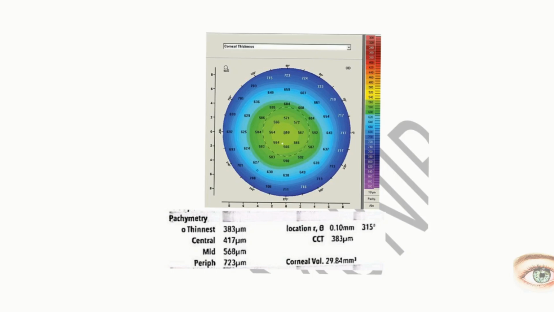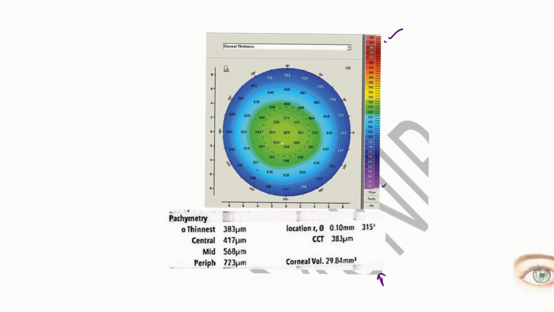Now, if you look into this picture, it has been taken from a Pentacam, and these readings are not related to this map. First, we have to look at the color coding of this map. This tells the thickest part, and this tells the thinnest part of the cornea. Since you can see that we have a blue portion in the periphery and a green portion in the center, what does it tell us?